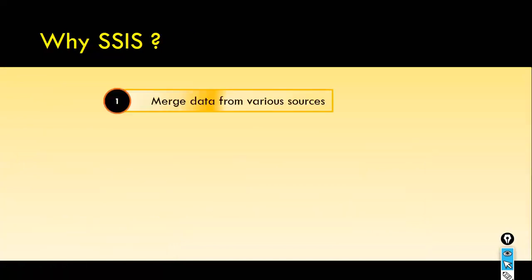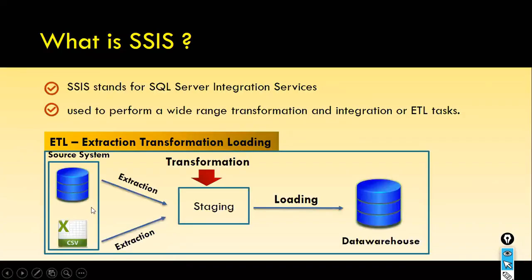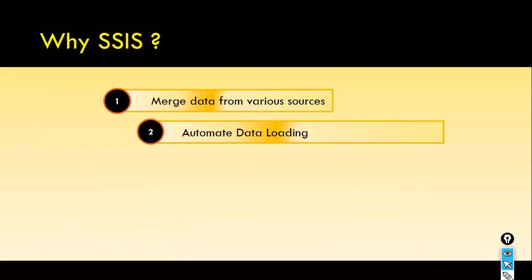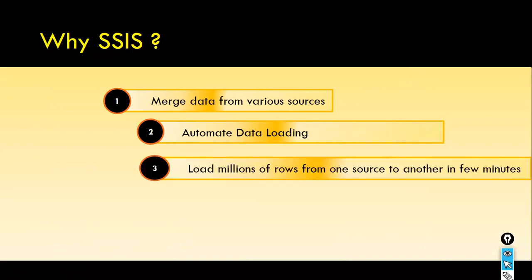And importantly, you can merge the data from various sources. For example, your data is available in a database or CSV file or XML file or Excel file, be it any source system. We extract the data from various sources and then we load the data into the staging area and we do the transformation. The data loading you can schedule or automate using the SSIS tool. And importantly, we can load millions and millions of records from one source to another in just a few minutes.